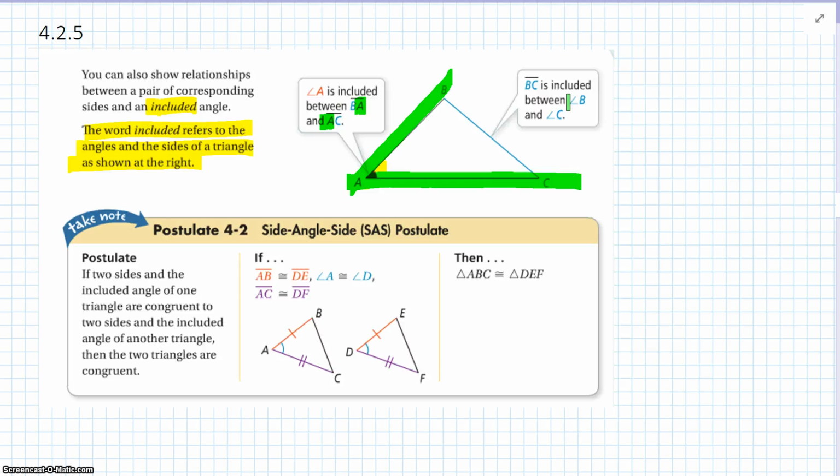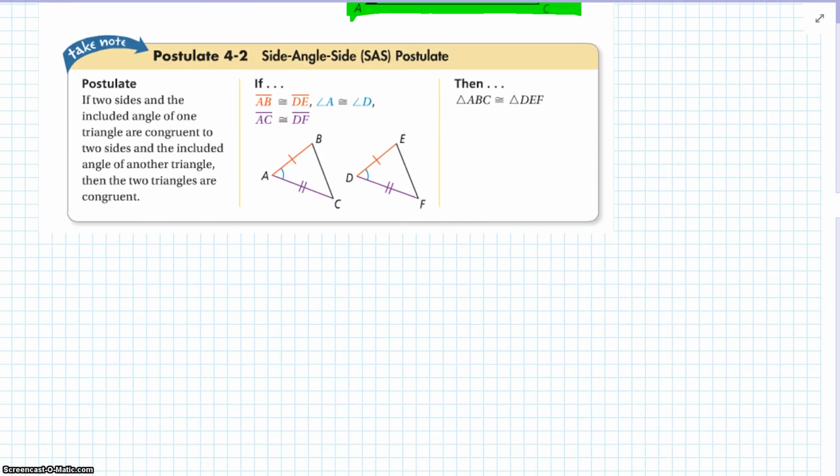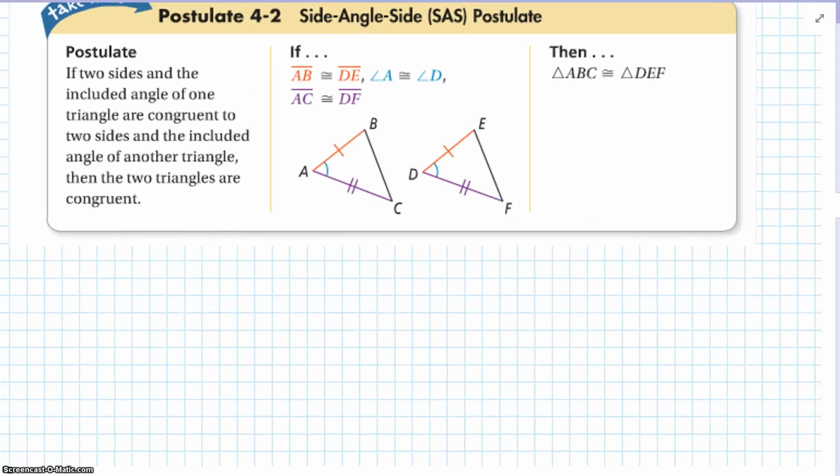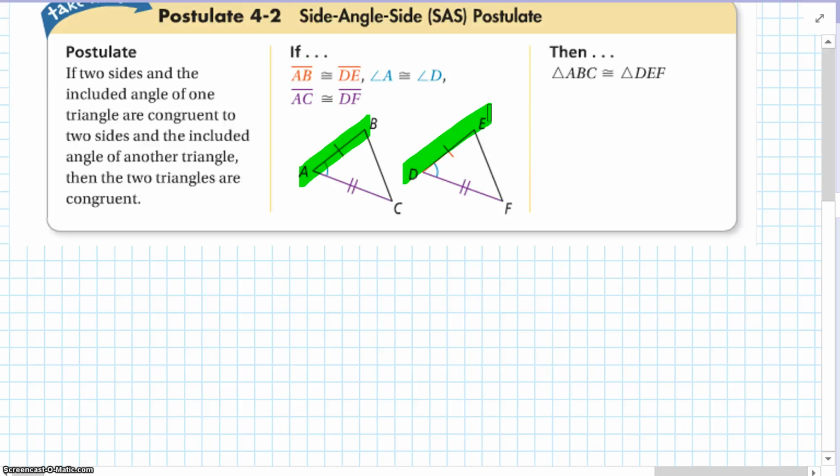Okay, BC is between angles B and C. Postulate 2 states this. If two sides and the included angle of one triangle are congruent to two sides and the included angle of another triangle, then the two triangles are congruent. So if AB is congruent with DE and AC is congruent with DF and angle A is congruent with angle D, the triangles will be congruent as well. So we have side, side, side, and now side, angle, side.